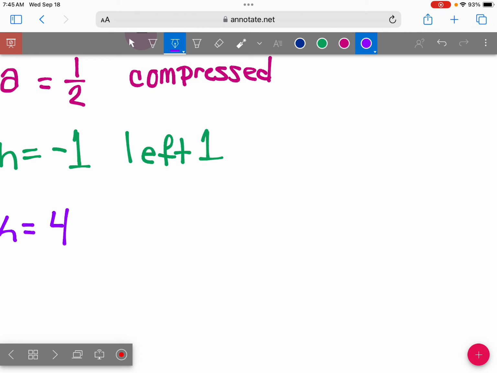So our K is 4. It's what's added on the end. K just has the normal sign that it has. What does K do transformations-wise? It's the vertical stuff. So if I have a positive 4, which way are we going to go? Up. So this is going to go up 4.